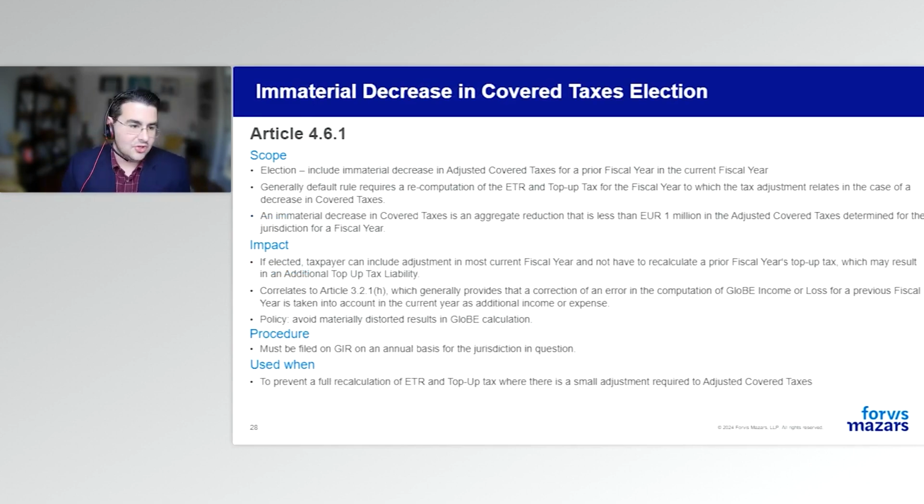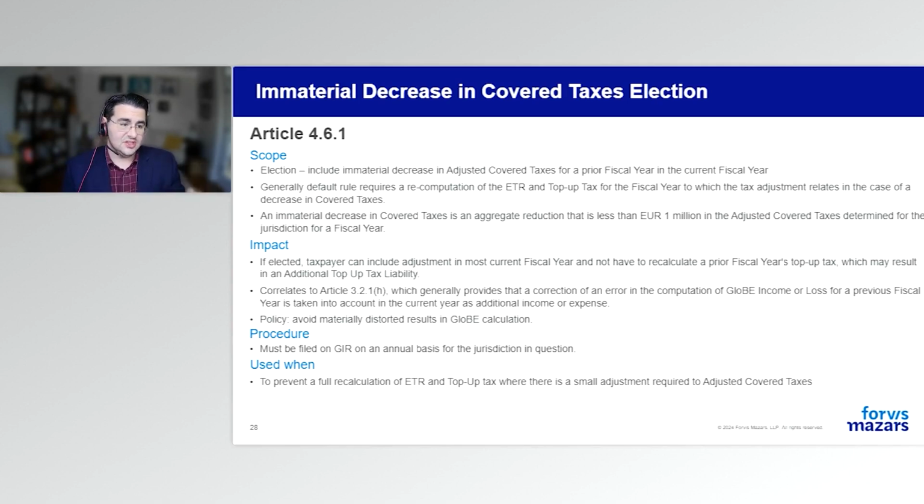So I'm going to try to peruse through these a little faster here. There's this immaterial decrease in covered taxes election. Basically, there's this general rule in the GloBE rules that says you have to do a recomputation of your ETR and top-up tax for a fiscal year where there is a prior period tax adjustment that relates to the case of a decrease of covered taxes. So if there's a correction, the general rule is you recompute it for that fiscal year, and you would do it in the current year, right? And what that immaterial decrease is, it's really an aggregate reduction that is less than 1 million euro in adjusted covered taxes for that jurisdiction for a fiscal year.